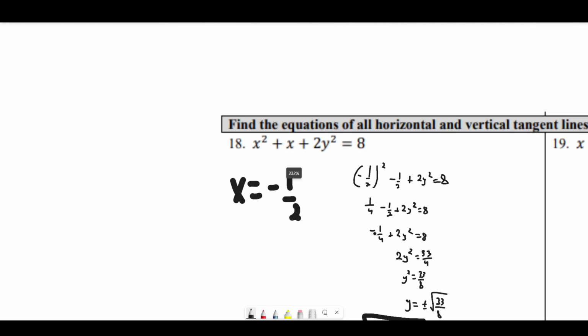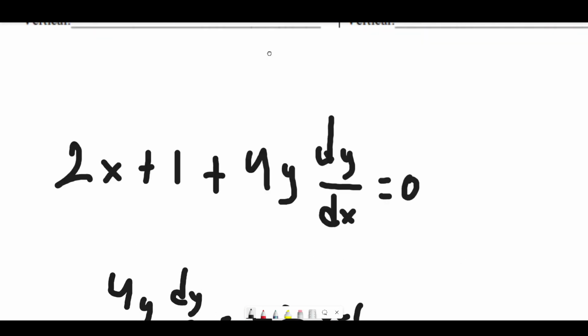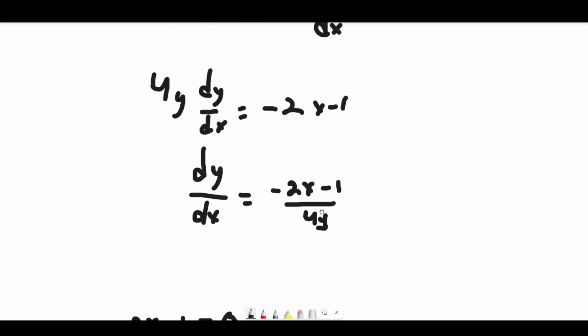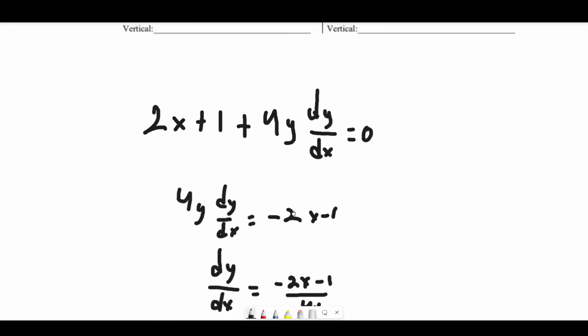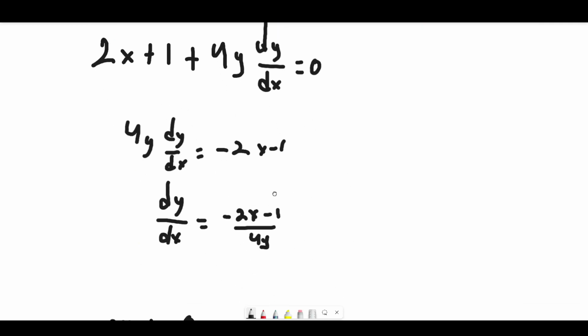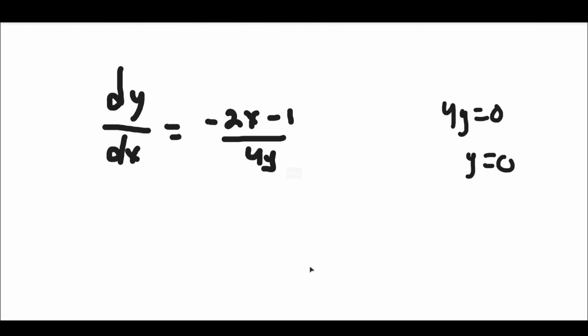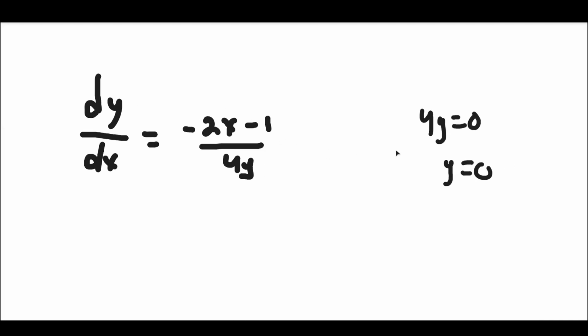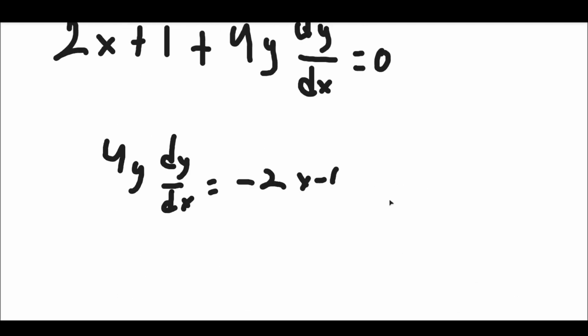So we're going to do the same process, but instead we're going to find our x. So we already have our derivative. This time we're going to set the denominator equal to 0. Just to save some time to solve for the vertical tangent, it's going to be the same process, but we're going to get our x value instead. What we want to do is set the denominator equal to 0, because a vertical tangent means a number divided by 0. So we're going to do 4y equals 0, y equals 0.